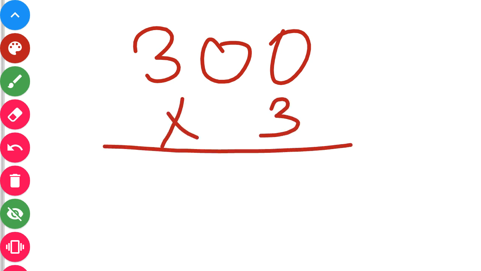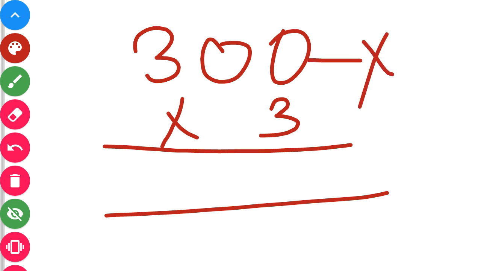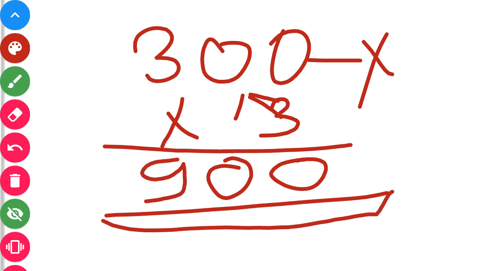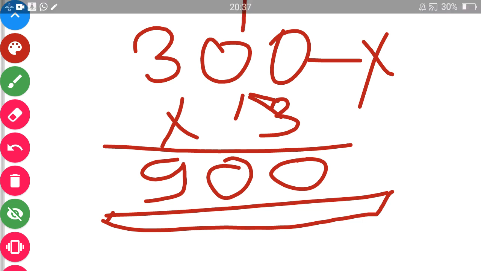Okay. Now 300 by 3. Tell me the answer, kids. I have told you in the properties that 0 is a ganda bachcha. So 3 multiplied by 0 will give us 0. Again 3 multiplied by 0 will give us 0. And 3 3s are 9. So our answer is 900. Okay, our answer is 900.